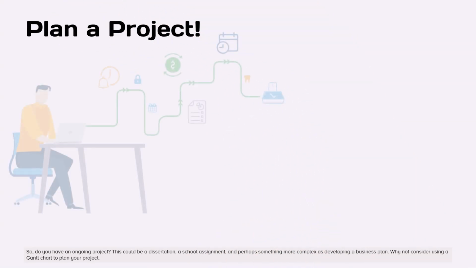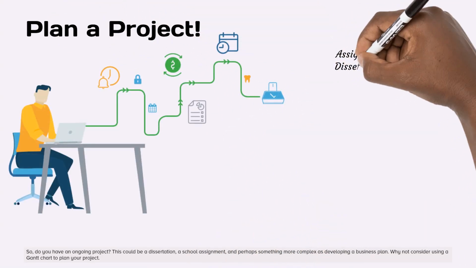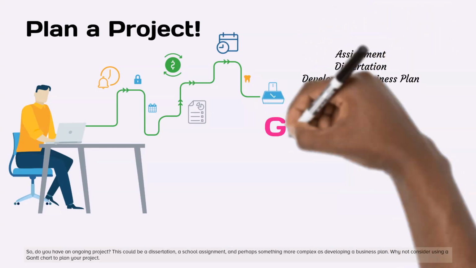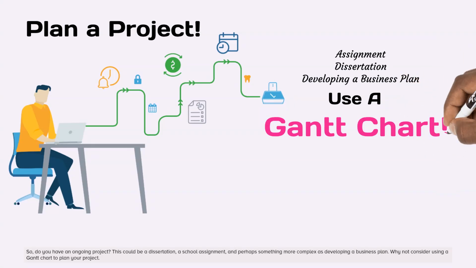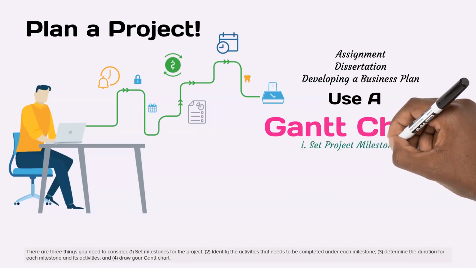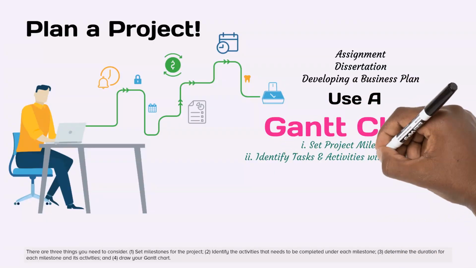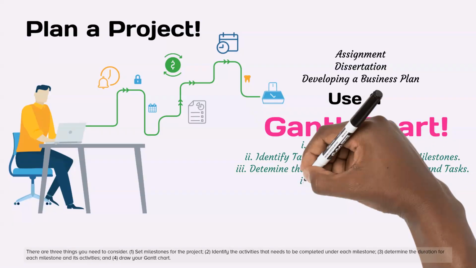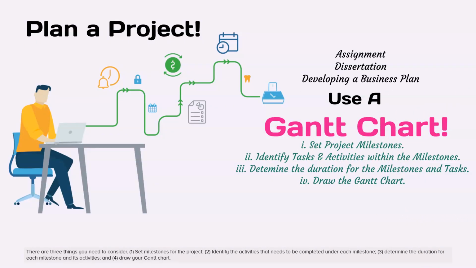This could be a dissertation, a school assignment, and perhaps something more complex such as developing a business plan. Why not consider using a Gantt chart to plan your project? There are 4 things you need to consider. 1. Set milestones for the project. 2. Identify the activities that need to be completed under each milestone. 3. Determine the duration for each milestone and its activities. And 4. Draw your Gantt chart.